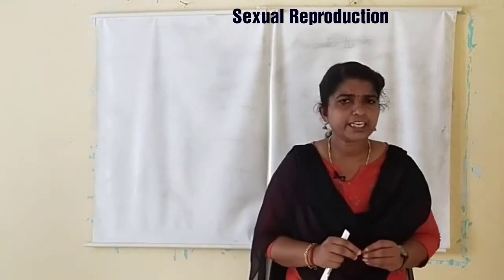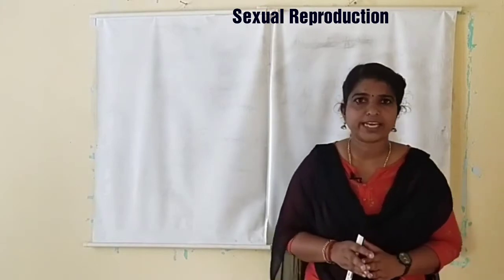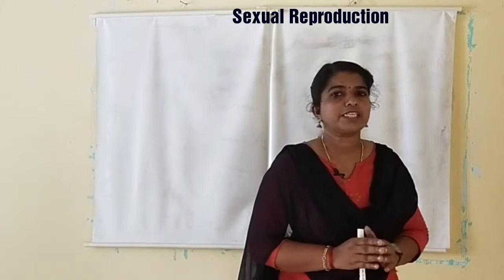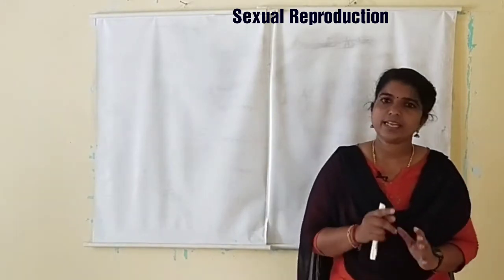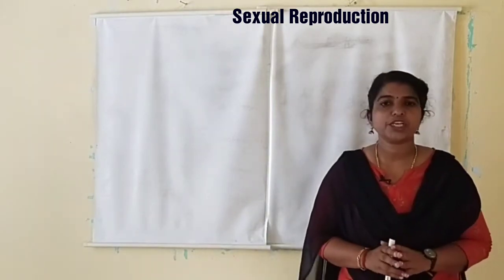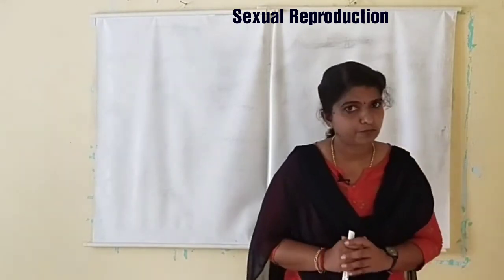But exceptions are there in the case of bisexual organisms, that is, male and female reproductive parts are present in the same individual. Then only one individual is involved. Normally, in sexual reproduction, two individuals are involved.